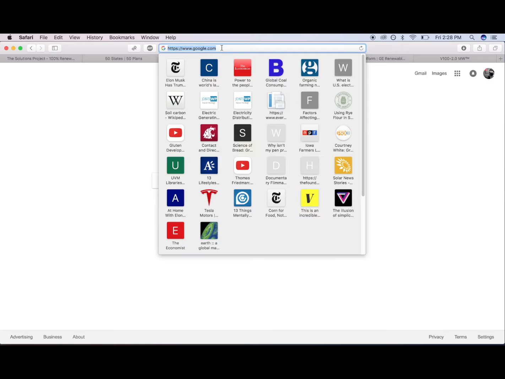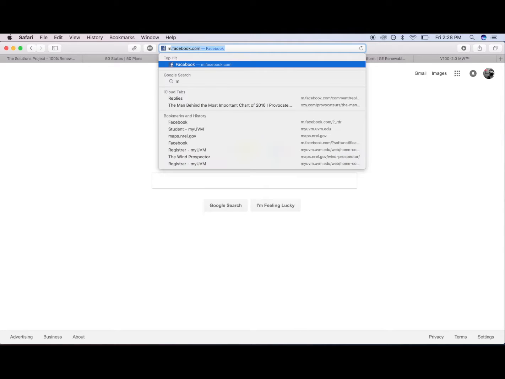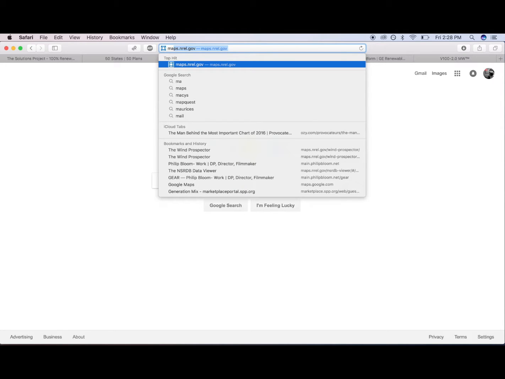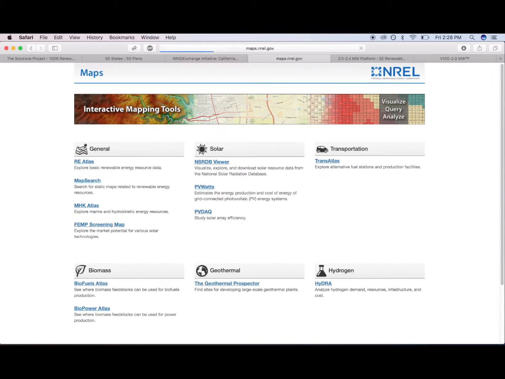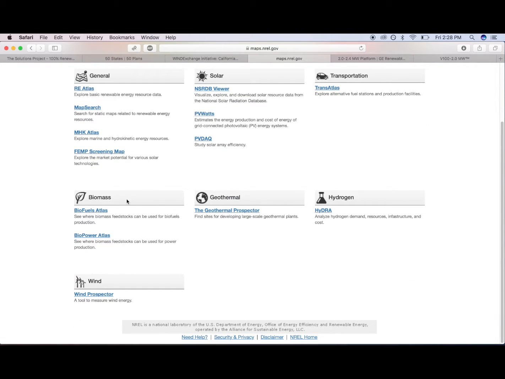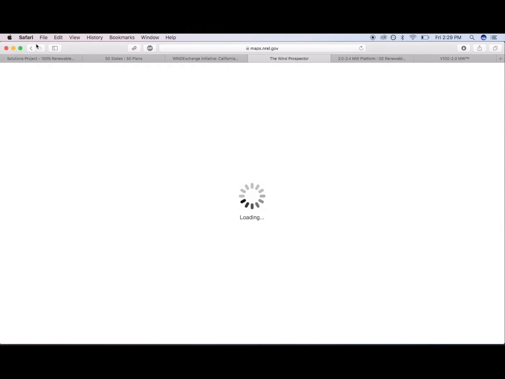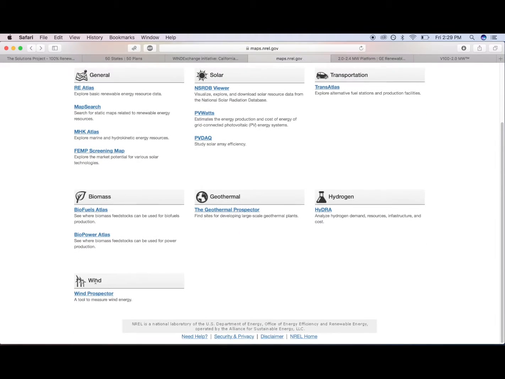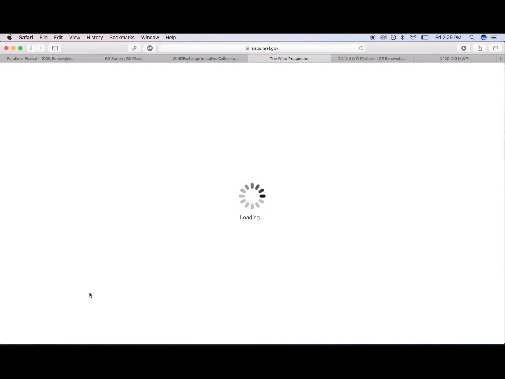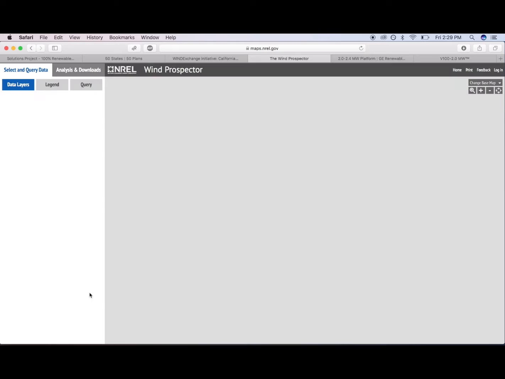And one of the best tools that I have found for looking at some of those questions, go to maps.nrel.gov. That's National Renewable Energy Laboratories. NREL is kind of like the NASA of renewable energy. They do a lot of research and are a very good resource. Scroll down and go to the wind prospector. We looked at this in class.